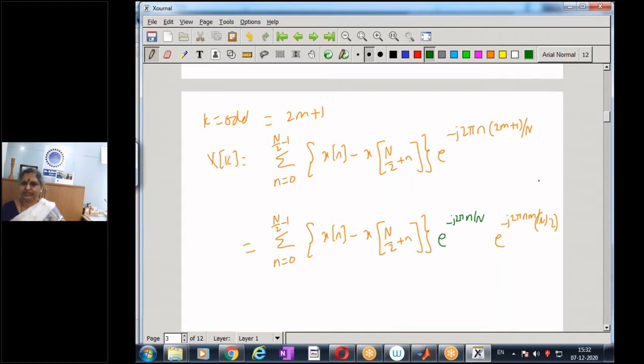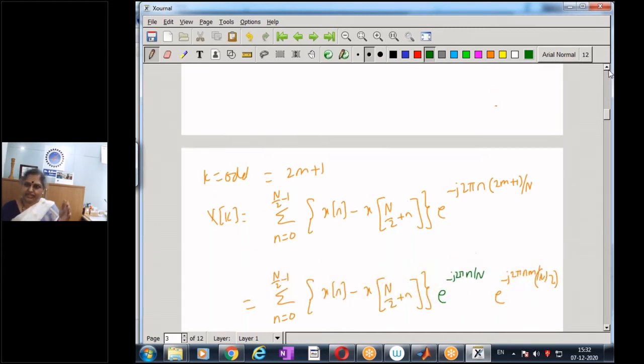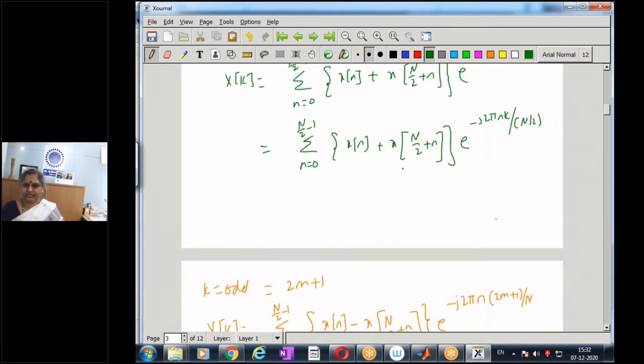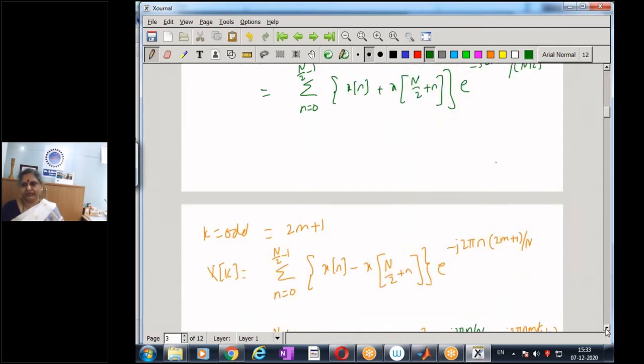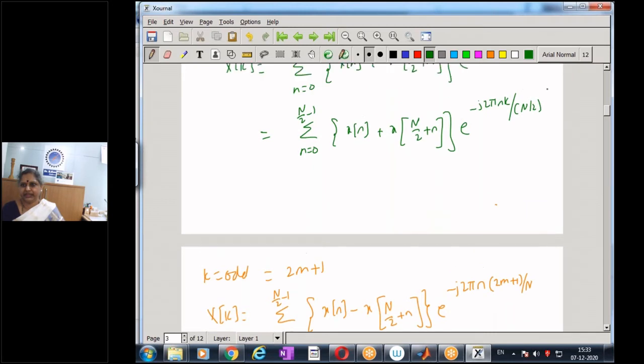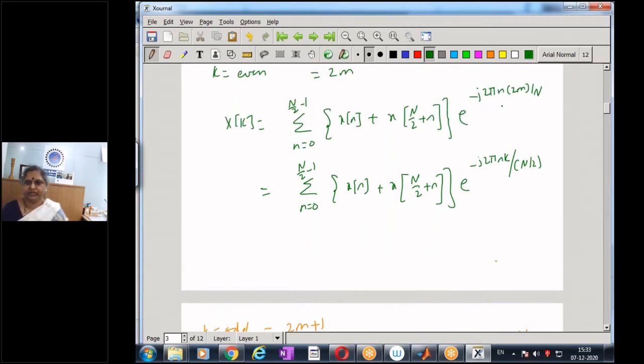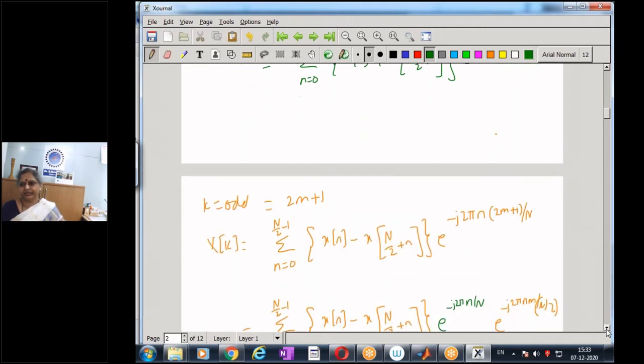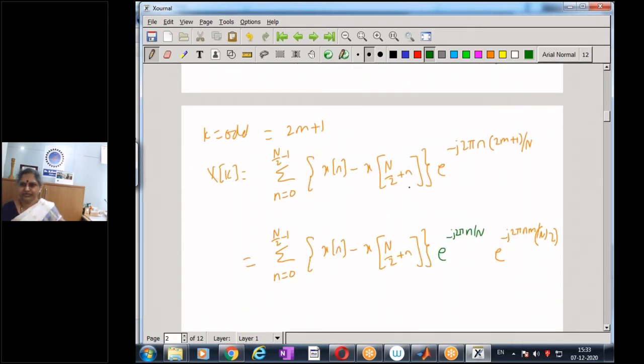So except for this term, for k even we got this expression, x of n and e power minus j 2 pi n k by N by 2. And here also it is very similar. Sorry, not nk, it will be nm, because we have replaced k by m, sorry for that. This is going to be nm, e power minus j 2 pi n m by N by 2. And so this is one term.